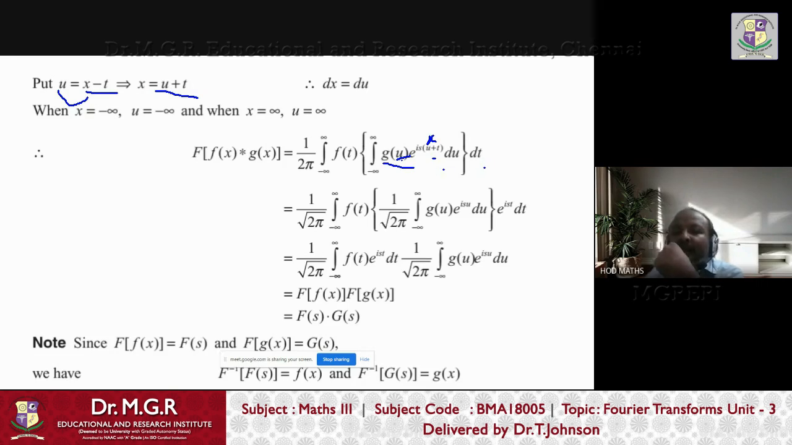Now the inner integral, the outer integral is already in t. Now the inner integral goes from minus infinity to plus infinity in u, right? Now once again we do the same thing. Here e power isu is a function of u, so it should be kept inside. But e power ist is not a function of u, so that can be taken outside. So already f of t is taken outside, e power ist is taken outside, both are functions of t, and g of u e power isu du is inside. Now you can see what this is.